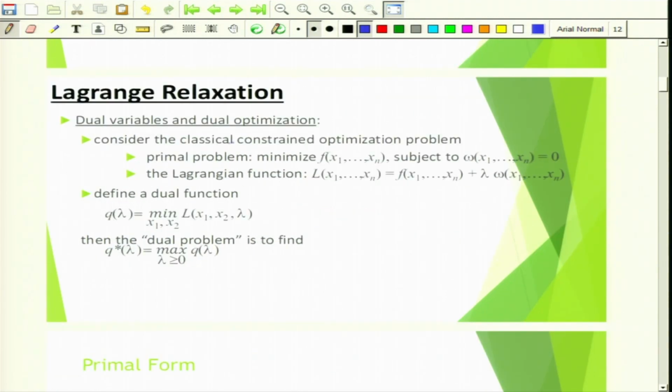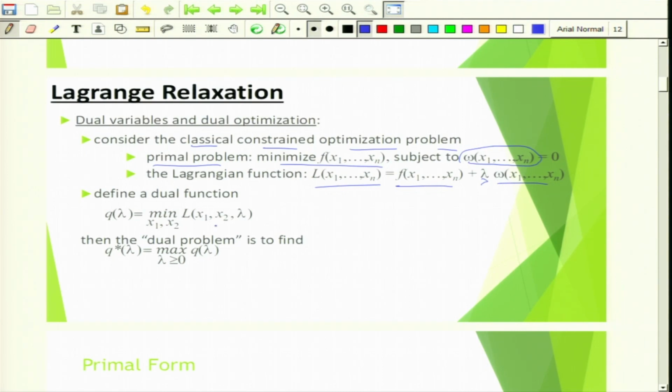Now consider the classical constrained optimization problem. There is a primal problem, which is minimization of the cost function with variables x1 to xn, subject to a constraint omega of x1 comma up to xn equal to 0. This is a constraint. Now what is the Lagrangian function? It is the classical technique: the Lagrangian function is the cost function, the objective function that needs to be minimized, plus the Lagrange multiplier multiplied with the constraint, right.